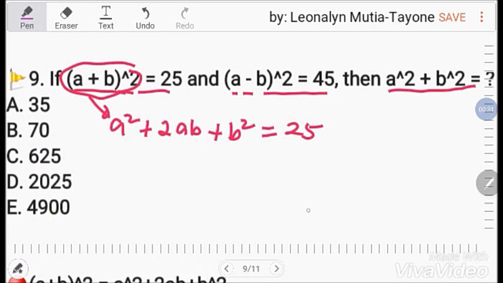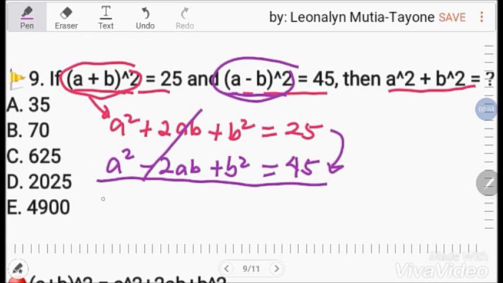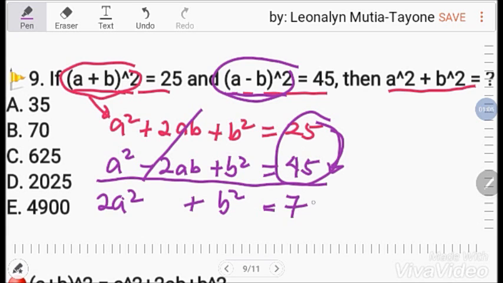Next natin gagawin ay ito. This is A squared minus 2AB plus B squared equals 45. Ito yon. I-add up natin siya, ipagsama natin itong dalawang equation na to. Kung mag-add tayo, ma-cancel yan nasa gitna. Magiging 2A squared plus 2B squared, and equals, nag-combine tayo ng dalawang equation, and this is 70.